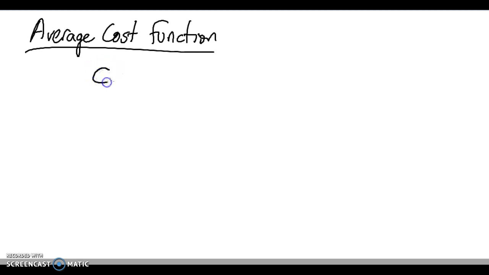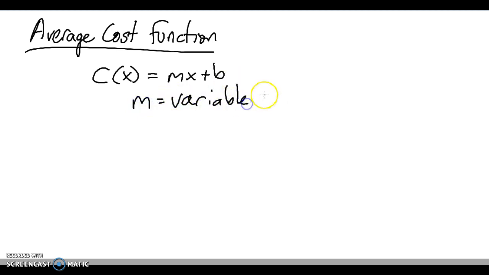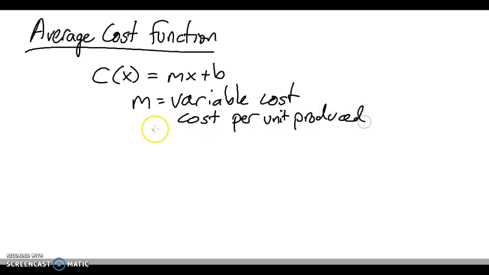Well, we recall from working with lines that we could do a cost function that looks something like this, where m is our variable cost, or the cost per unit, and b is our fixed costs. So what do we mean by each of these?